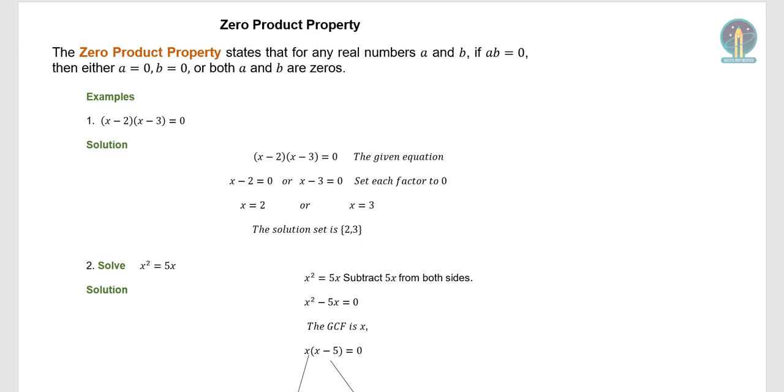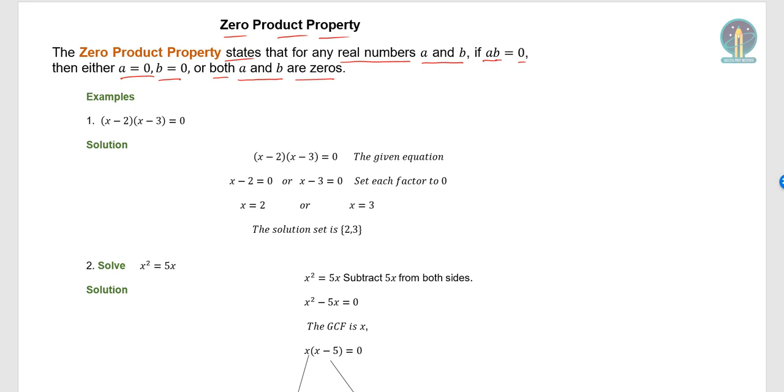In this concept, we're going to talk about the zero product property. The zero product property is basically a tool to help us solve a certain class of algebraic expressions. The zero product property states that for any real numbers a and b, if a times b is equal to 0, then either a equals 0, b equals 0, or both a and b are equal to 0.